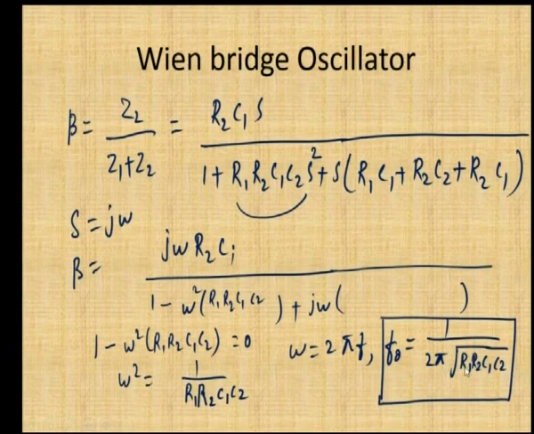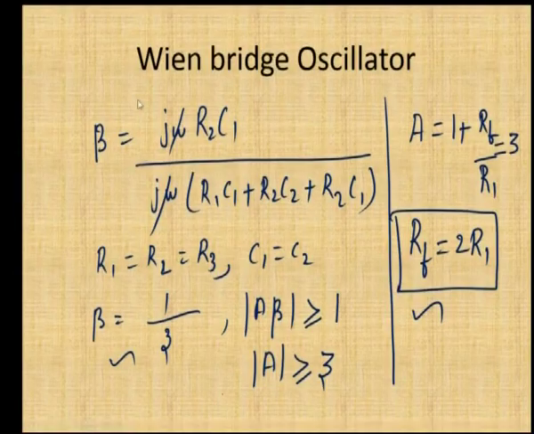Here, if R1 and R2 are equal and C1 and C2 are also equal, the frequency of oscillation will become 1 by 2 pi RC. There is no root here, provided the R values and C values are equal, and that is the frequency of oscillation. At this frequency, the oscillator will produce sustained oscillation, and it also satisfies the condition of the Barkhausen criterion. And what is the gain of the amplifier now?